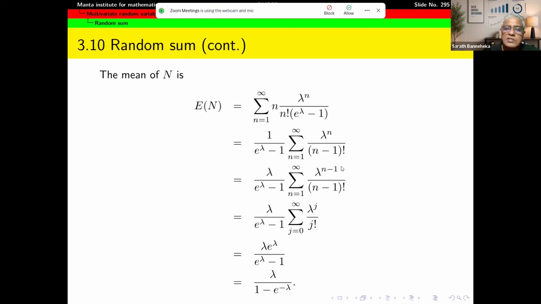In order to see that, let us change the variable of summation here. Let's take j equal to n minus 1. So the summation will go from 0 to infinity. You will have here lambda to the power j over factorial j. So now you will identify this term here, the summation term.